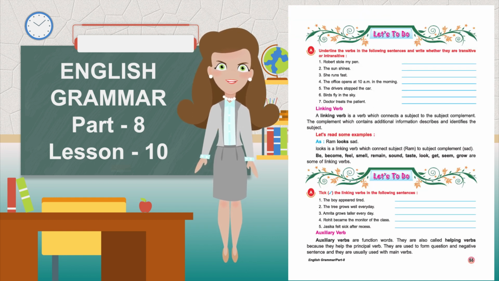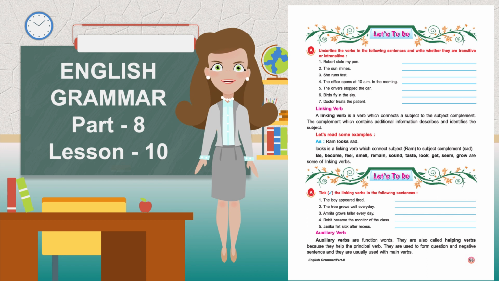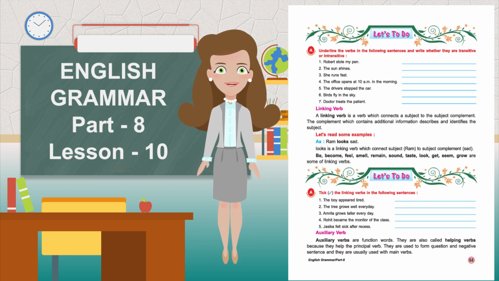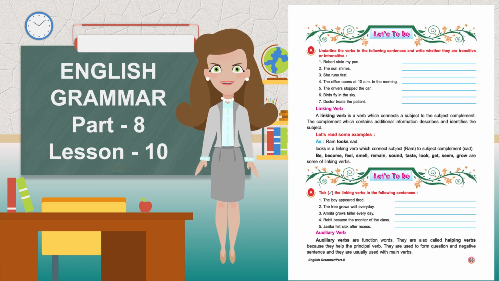Linking verb. A linking verb is a verb which connects a subject to the subject complement. The complement which contains additional information describes and identifies the subject. Let's read some examples. Ram looks sad. Looks is a linking verb which connects subject Ram to subject complement sad. Be, become, feel, smell, remain, sound, taste, look, get, seem, grow are some of the linking verbs.